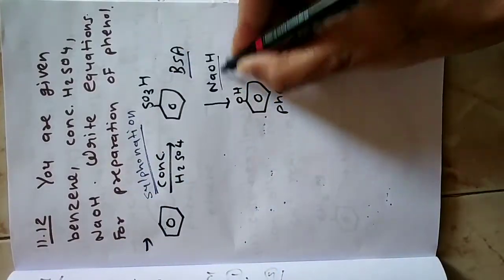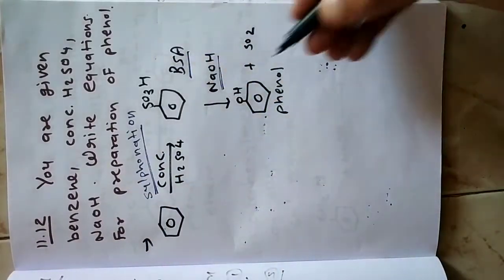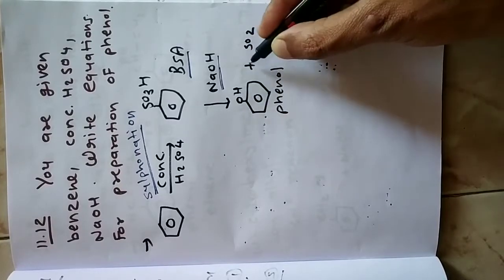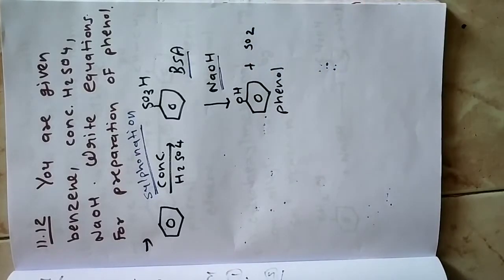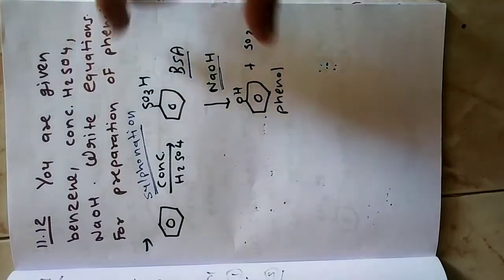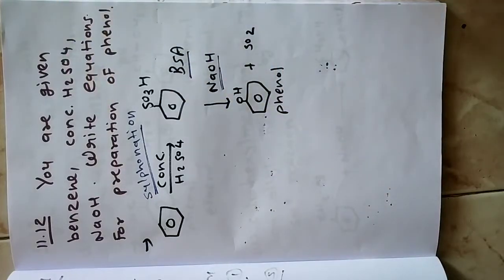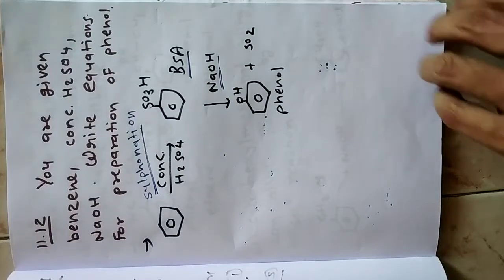Now the next step, we have NaOH. React it with BSA. So you will get phenol, and sulfur dioxide gas will be removed. So this is the reaction to prepare phenol from benzene.